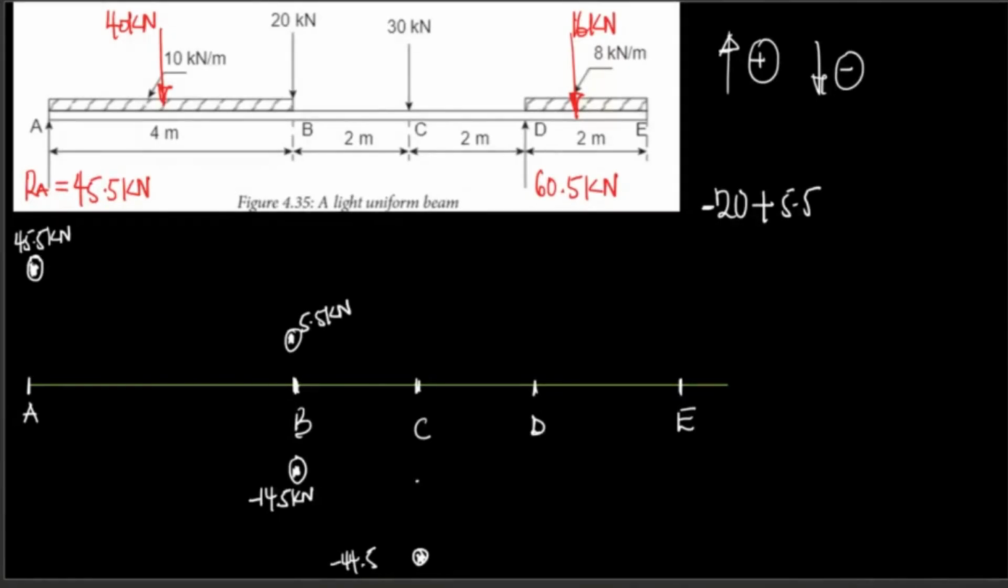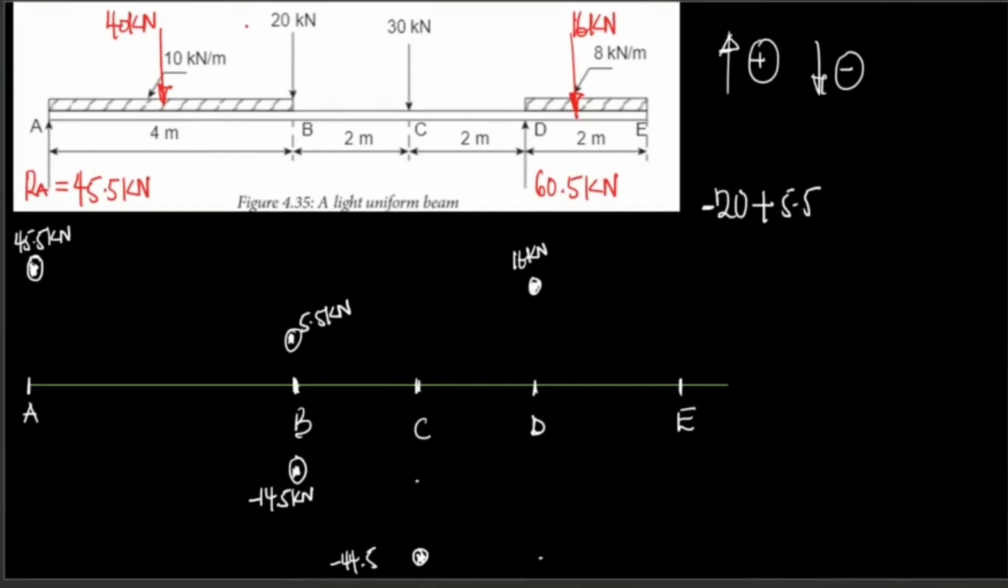Between C and D, there is no force. It's going to be a horizontal line. At D, there is an upward force of 60.5, which is positive. So it's going to be plus 60.5, 60.5 minus 44.5. It's going to give you 16. So at D there, you can just put your 16 here. This is 16 kilonewtons.